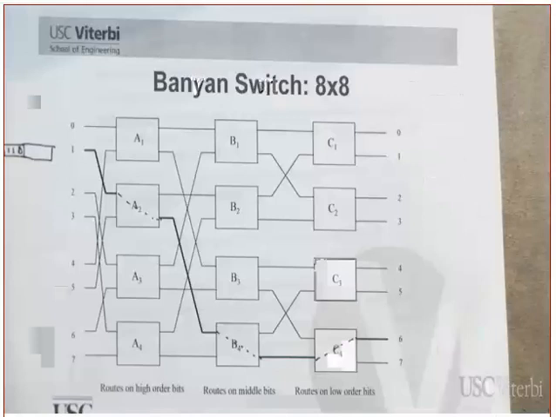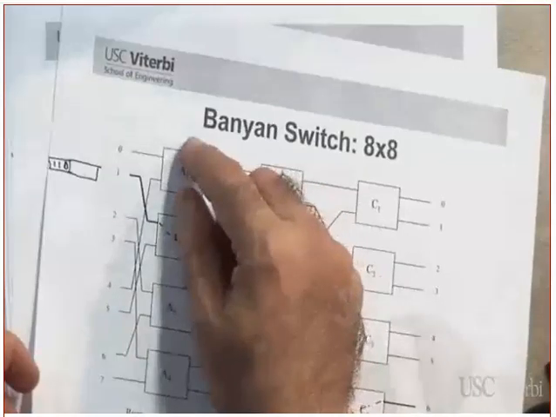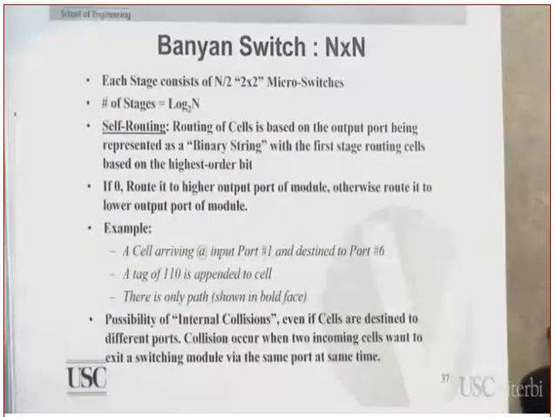The self-routing: routing of the cells is based on the output port presented as a binary string, with the first stage based on the highest order bit. If 0, routed to the higher output port of the module. Otherwise, below. And this is the example I just showed you. A cell arriving at input port 1 is headed to port number 6. So a tag of 110 is appended to the cell. There is only one path from here to here.